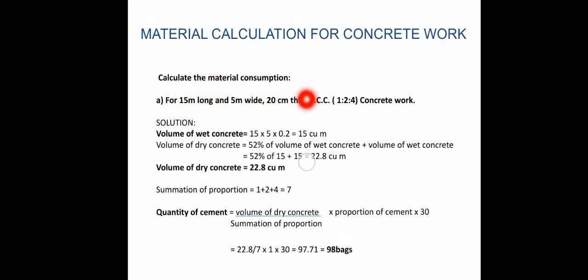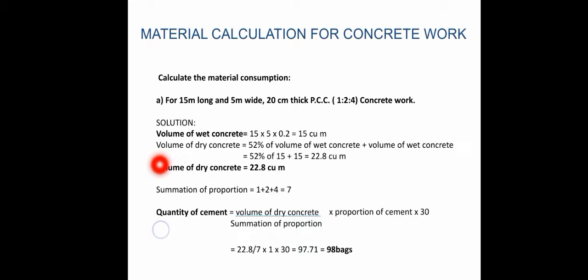Calculate the material consumption for 15 meter long and 5 meter wide, 20 centimeter thick PCC (plain cement concrete) 1:2:4 concrete work. 1 means cement, 2 means 2 parts of sand and 4 means 4 parts of aggregate.